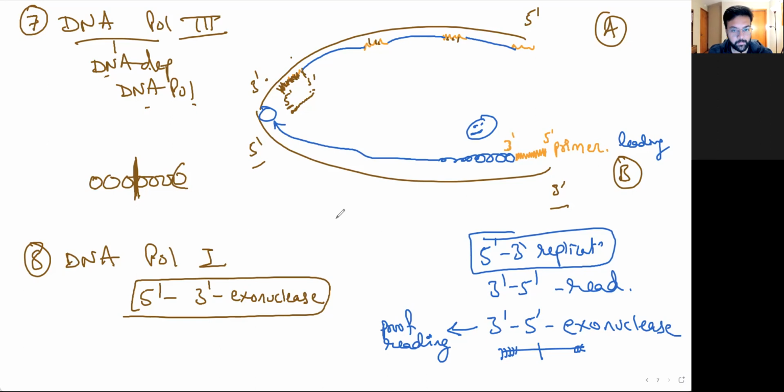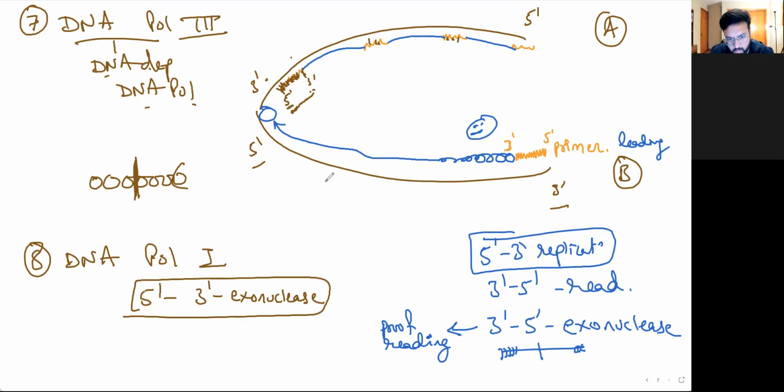So how can one act on both sides? So I mean, it's the property of DNA polymerase 1. I don't have a very good answer of how it can act, but it has both choppers on. Yeah, go ahead, sir.